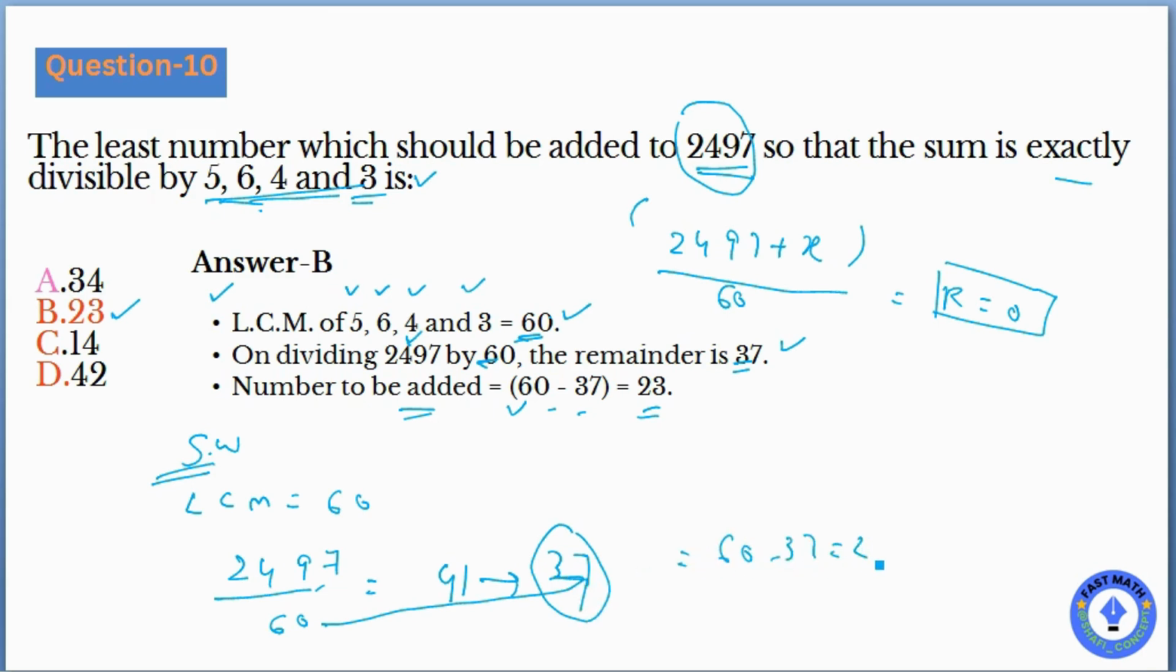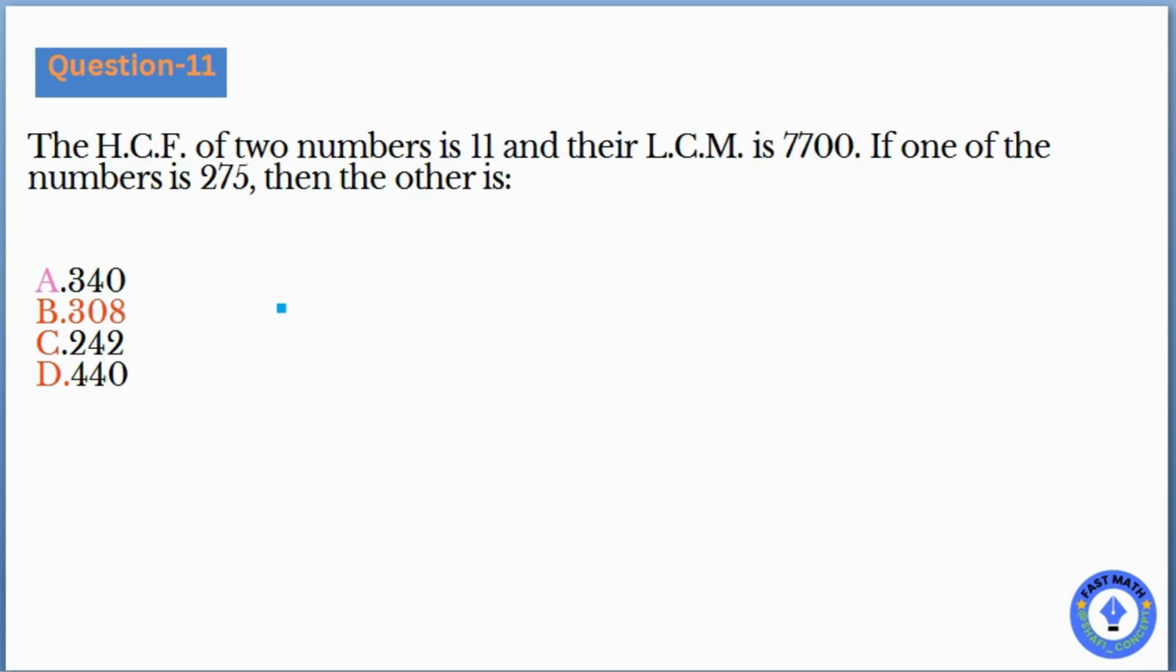It is 23. This is the answer. This is the shortest way of doing such problems whenever they are given in competitive exams. Our main focus is to strengthen you in doing such problems in a very short time, because the conventional method will take much more time. When you do the same with the fastest method, you will get the answer within 2 to 3 seconds. Let's move to the next question.